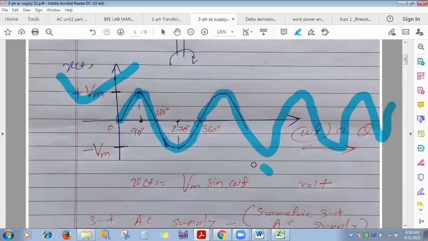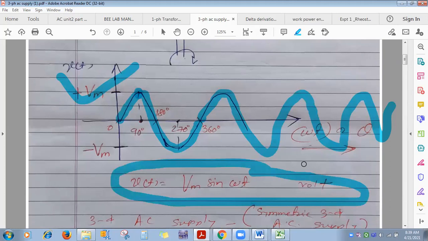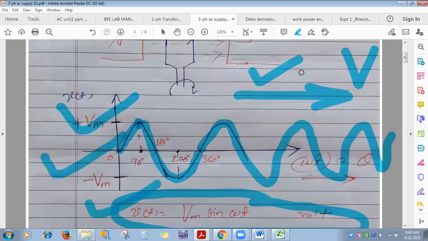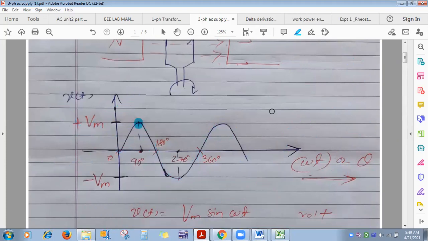And what is the mathematical representation? v(t) = Vm sin(omega t). In its phasor diagram representation also we have seen, along the positive real axis, the magnitude is equal to the RMS value, right? So: graphical, mathematical, and phasor diagram.